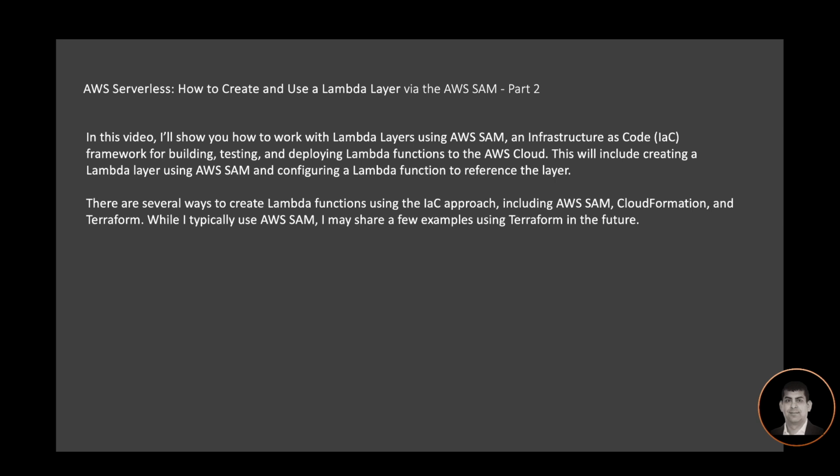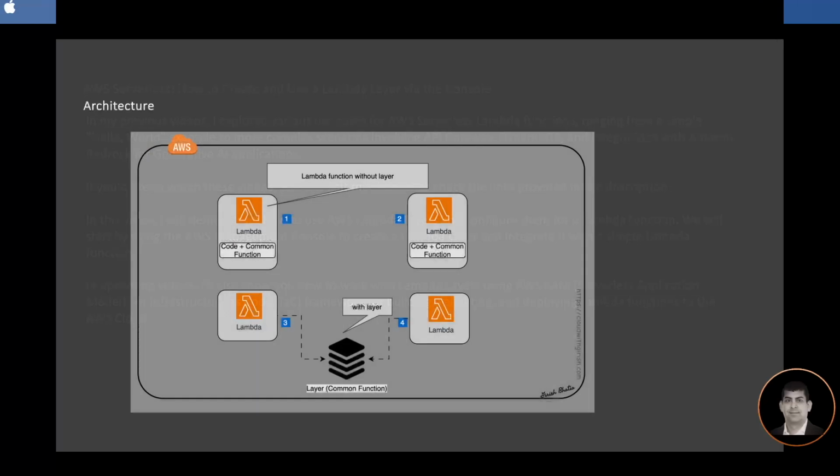There are several ways to create Lambda functions using the IaC approach, including AWS SAM, CloudFormation, and Terraform. While I typically use AWS SAM, I may share a few examples using Terraform in the future. Let's look at the architecture.